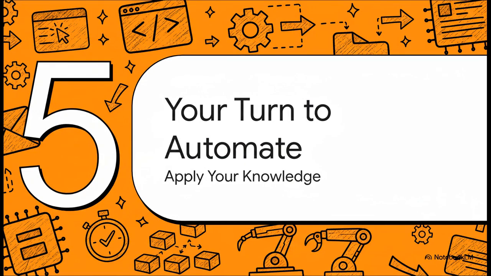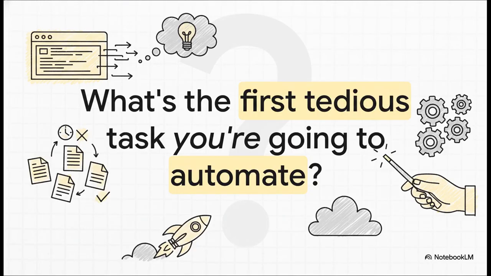So we've gone over the tools, we've covered the logic, and we've seen some really powerful examples. Now, it's your turn to automate. So I'm going to leave you with this one question. Right now, think about your own daily work. What's that one repetitive, boring task that you absolutely dread doing? You now have all the building blocks you need to make it disappear forever. You can automate it. The only question left is, what are you going to build first?